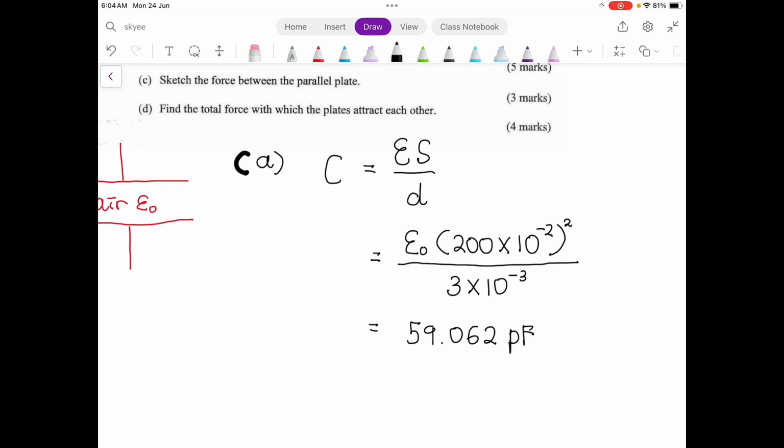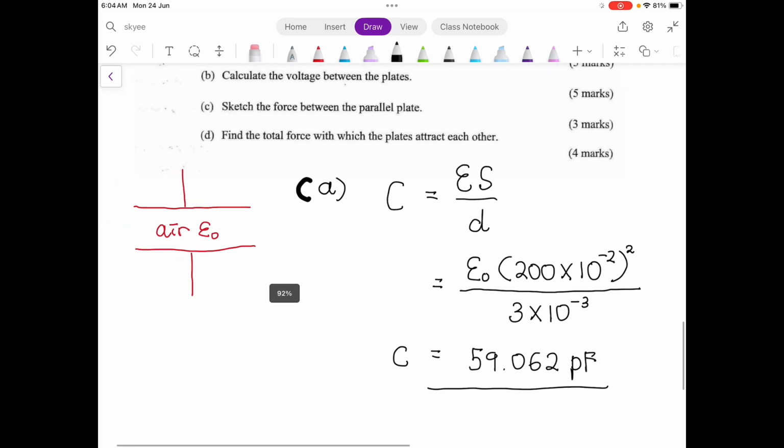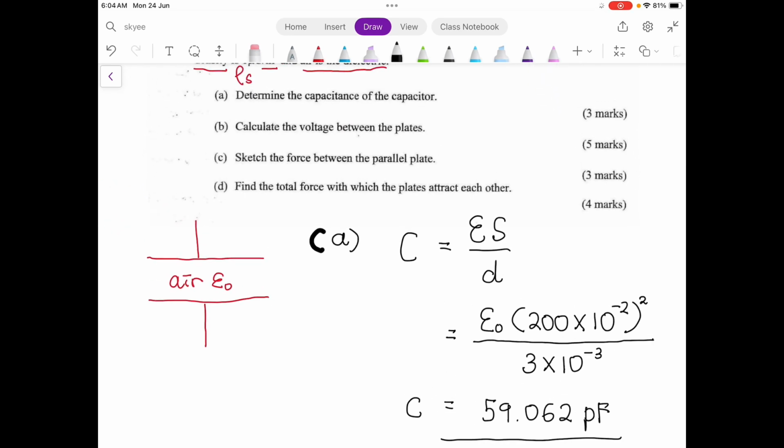Right, so this is the answer. Okay, we go to the second question: calculate the voltage between the plates.